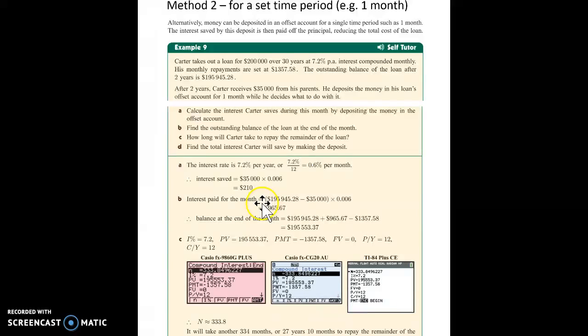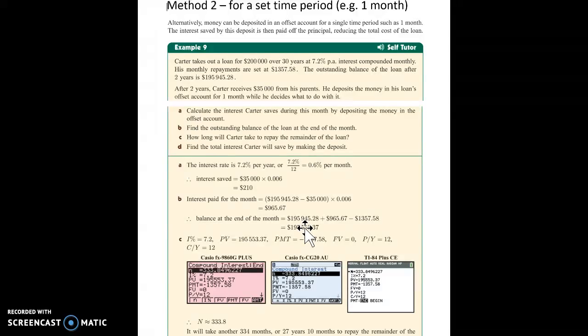So interest paid for the month, if this is the outstanding balance, and then we've reduced it by the offset amount, and then you work out how much interest you're going to pay on that. This is 1 month's interest. This is how much interest will be charged on the home loan. Then the balance at the end of that month is what is owing, plus the interest charged for that month here, and we take away our repayment, and that's our new future value of what's owing after 1 month.